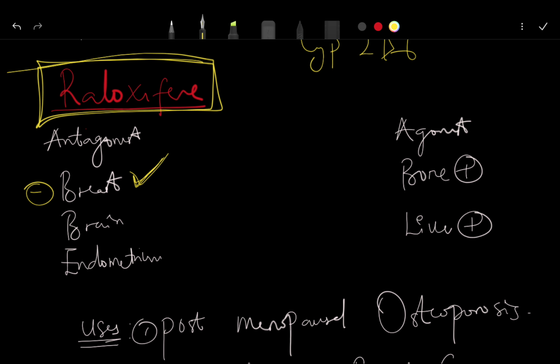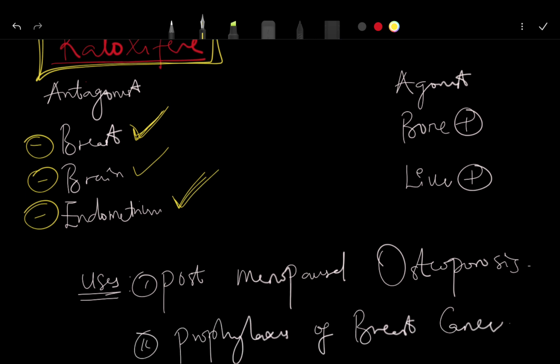It's good for us. Again, in the brain, it does the same thing. And as an additional advantage, it also antagonizes the endometrium. So there is no endometrial CA for a patient taking raloxifene. Endometrial CA is less. It's not there. There's no endometrial CA with raloxifene. But for tamoxifen, there is endometrial CA. Then it acts as an agonist in the bone. So it's very, very important.